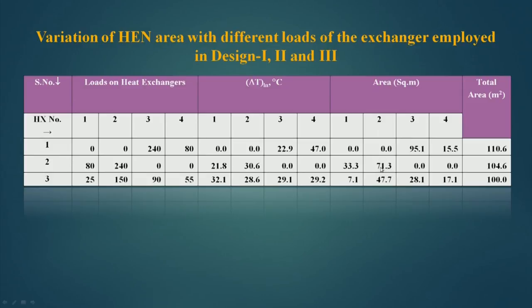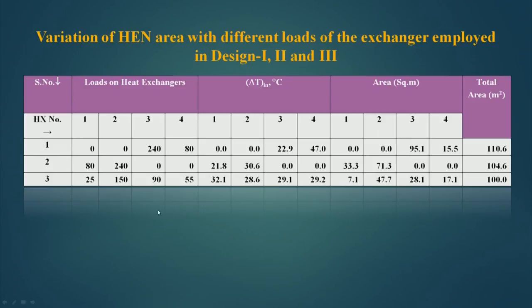And why has this happened? Because this heat exchanger is utilizing better driving force, and hence its area is less. So, the total area becomes 104.6, which is less than 110.6, 6 units less.